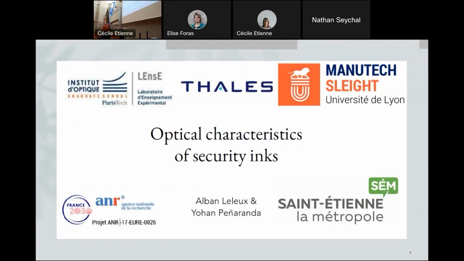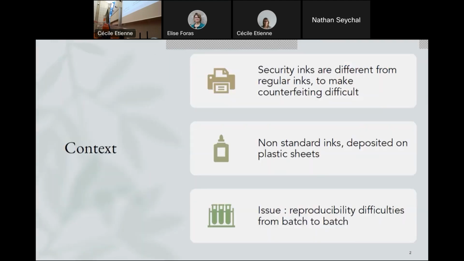Hello, everyone. So we're here today to introduce you to our project, which is optical characteristics of security inks. So first, let's start with some context about inks.